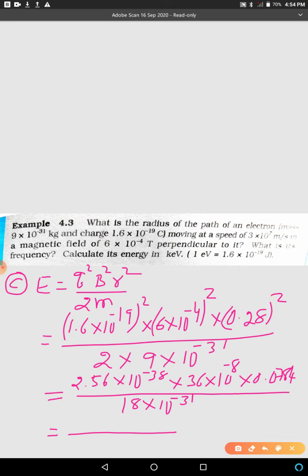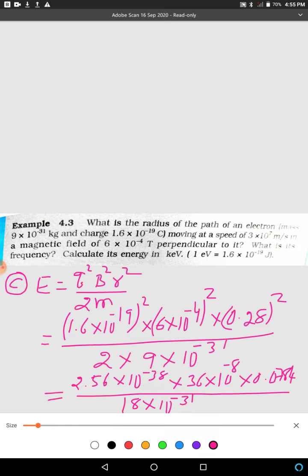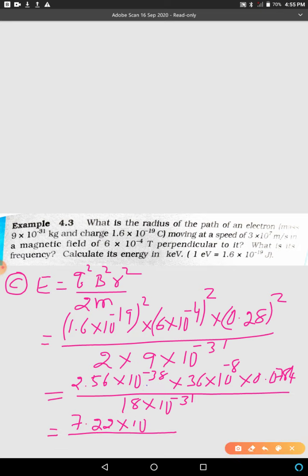2.56 into 36 into 0.0784, it will be 7.22 into 10 power of minus 38. Minus 38, I will use another color, I will use blue color. Minus 38 minus 8, minus 38 minus 8 is minus 46. So it will be minus 46 divided by 18 into 10 power of minus 31.